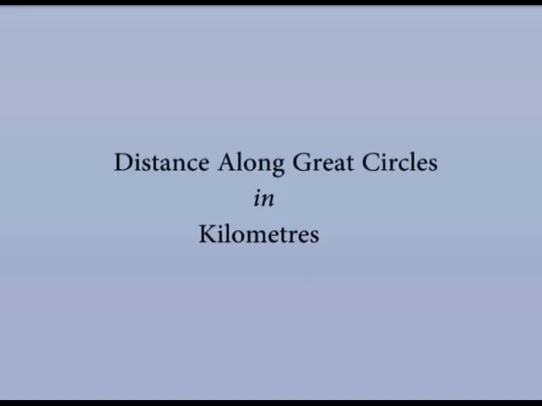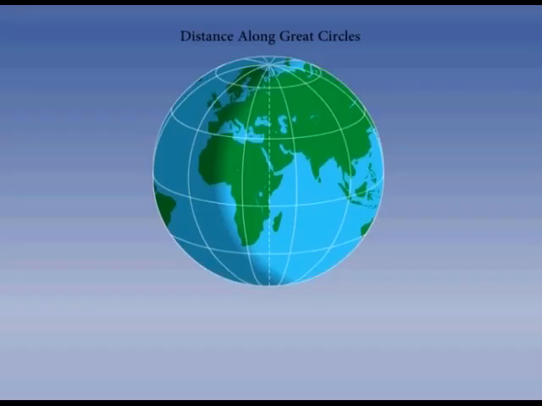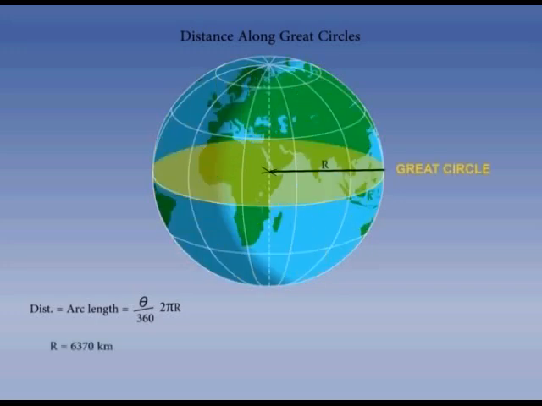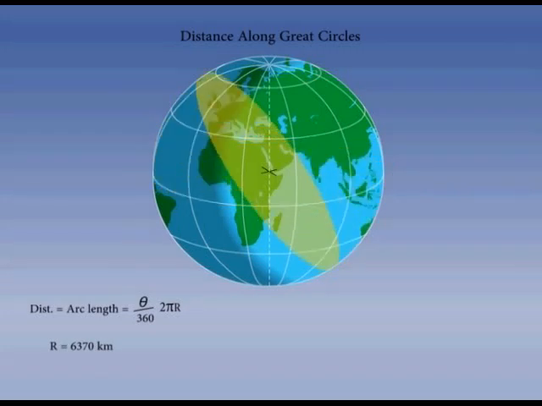Distance in kilometers. To calculate the distance in kilometers between 2 points along a great circle, we simply find the length of that arc. But first, we need to find the angle subtended by the arc at the center of the globe. Arc length is given by theta over 360 times 2 pi r. The radius R of the Earth is given as 6,370 kilometers. Recall that the radius of a great circle is equal to the radius of the Earth.